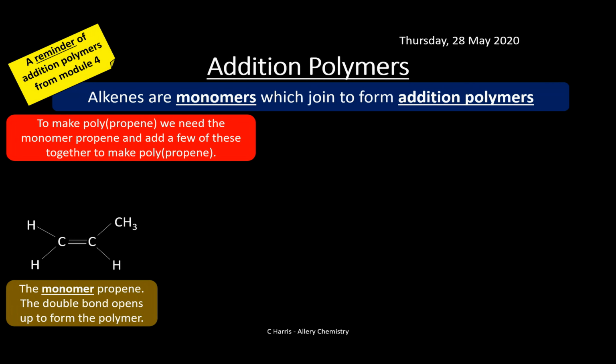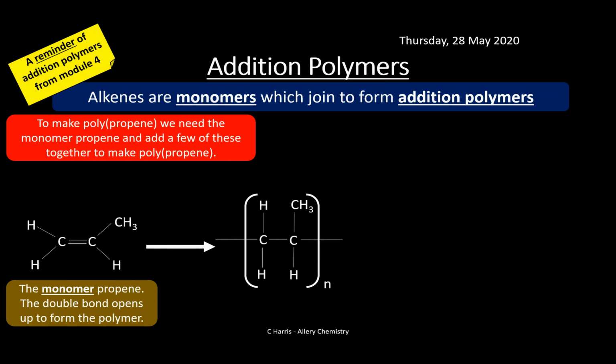So there's our alkene there. This is a monomer unit, a standard alkene molecule. It has a double bond, and what happens is this double bond opens up to form a repeat unit. So there it is there. We've opened that double bond up.